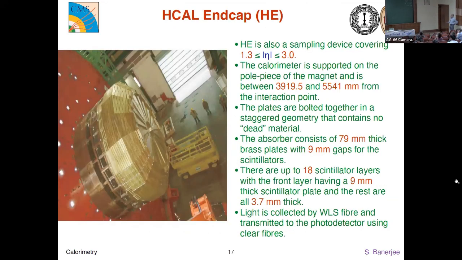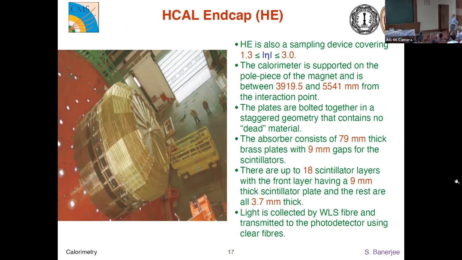For the end cap, it again uses similar technologies. It is a sampling device between 1.3 and 3.0, and it is supported on the pole piece of the magnet at between about 3.9 meters to 5.5 meters from the interaction point. And the plates are bolted together in a staggered geometry, and this is a very nice engineering concept, which came from one of the engineers from the Russian group.